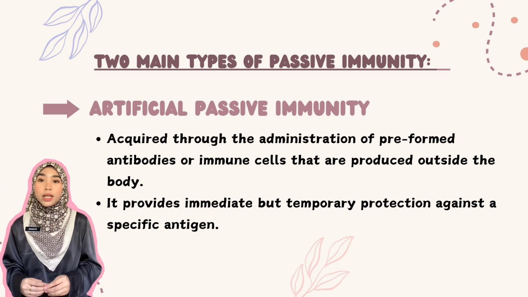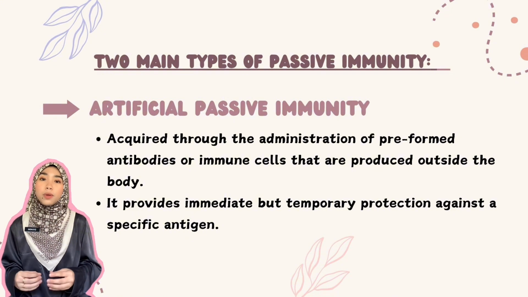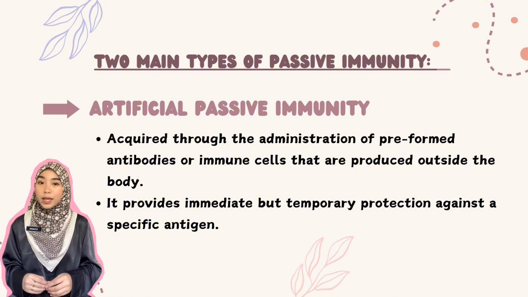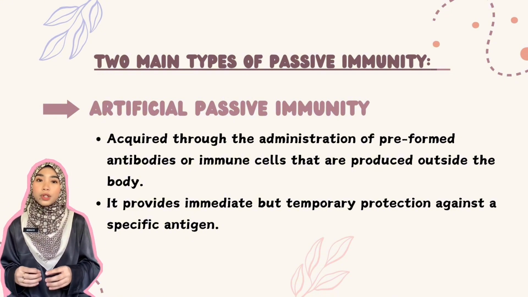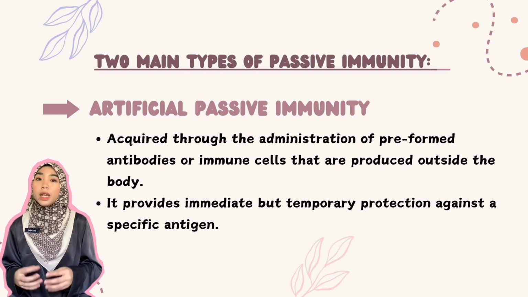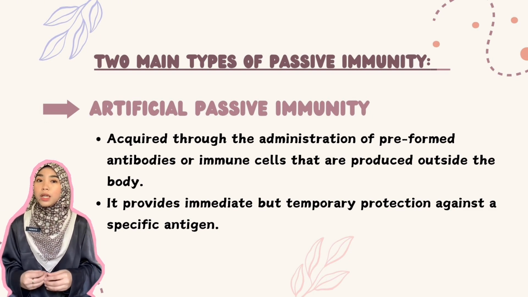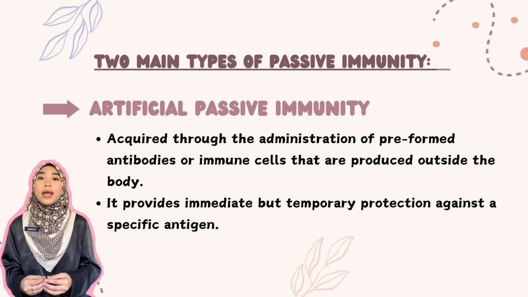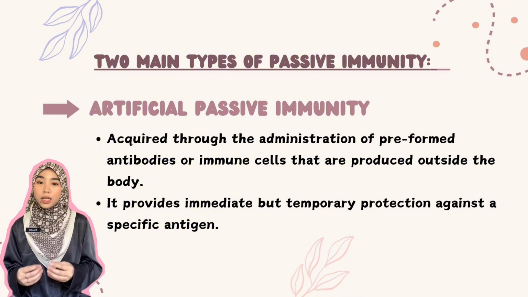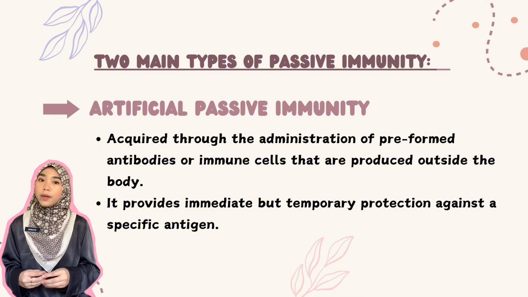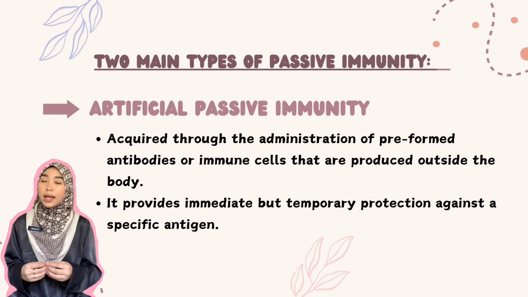This type of immunity is acquired through the administration of preformed antibodies or immune cells that are produced outside the body. This can be achieved through injections of antibodies obtained from individuals who have recovered from a specific infection or through the administration of purified antibodies produced in a laboratory. Artificial passive immunity provides immediate but temporary protection against a specific antigen.